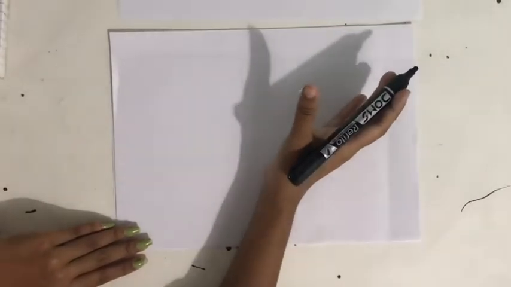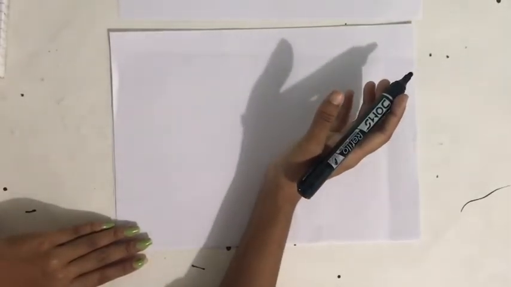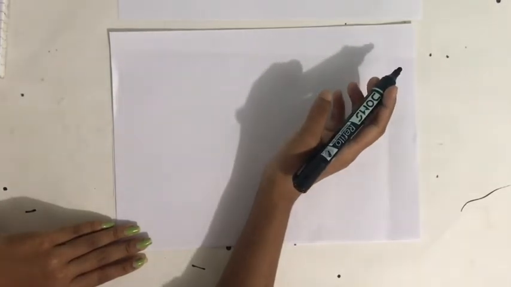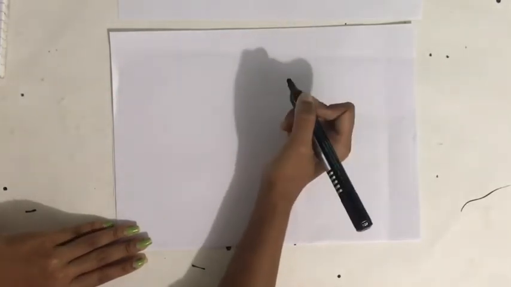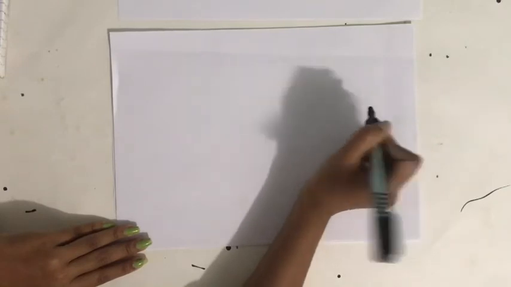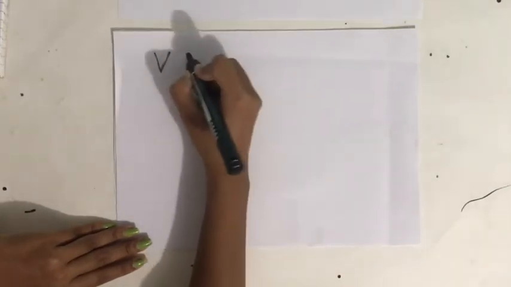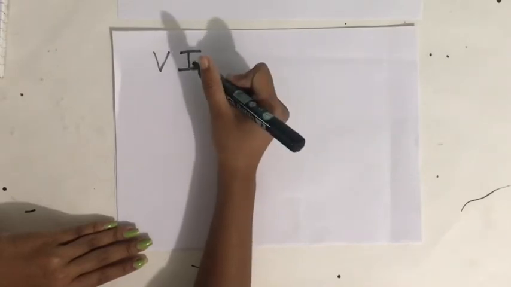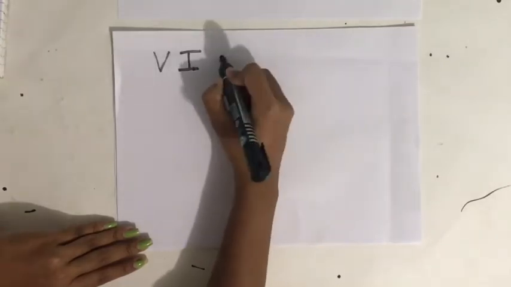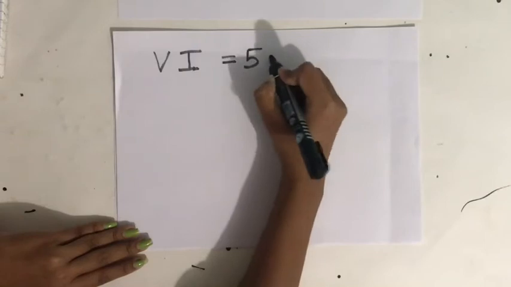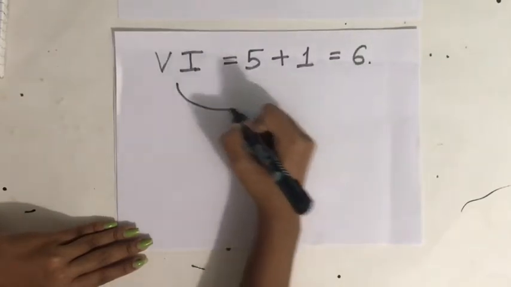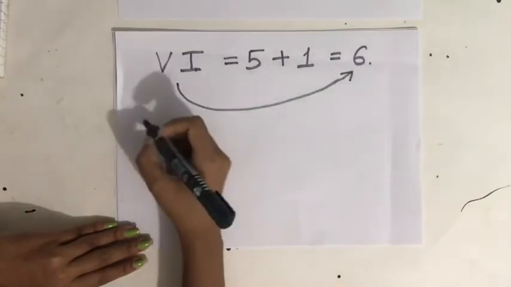Now let's learn about rule number 3. If a smaller symbol comes after a larger one, the value of the numeral is the addition of the values of the symbols. So let's learn from the examples here. VI. Here the smaller symbol I comes after V. So let's add here. 5 plus 1 equals 6. That means VI represents 6.